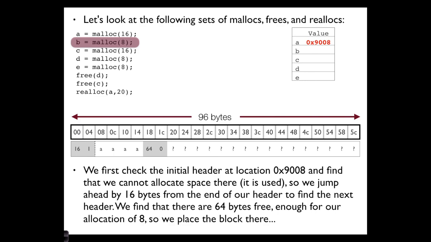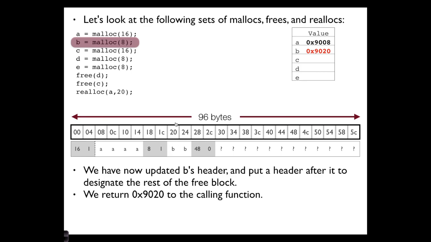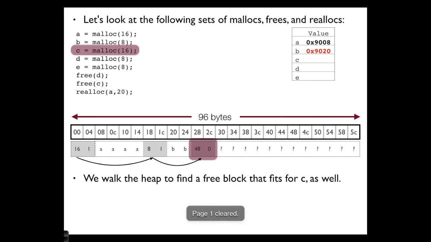But anyway, what do we pass back to B? We pass back the value 90020 because that's where B starts writing its stuff. Here to here, those are the 8 bytes it has available to it. Okay. All right. C and D are going to be basically the same thing.